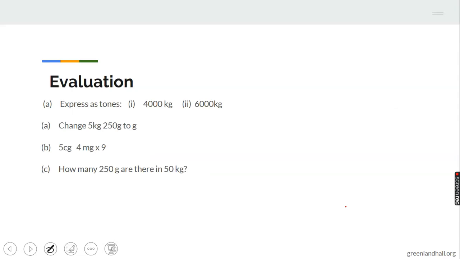Okay, you are to express as tons. What is 4,000 kilogram in tons? Then 6,000 kilogram will make how many tons? You have to get that. You send to my mail when you're done. Then change 5 kilogram 50 grams to gram, and then 5 centigram 4 milligram, you multiply it by 9. Then how many 250 gram are there in 50 kilogram? You know, this is gram and this is kilogram. You have to change the kilogram to gram, then you divide, and then you get your answer quickly like that.